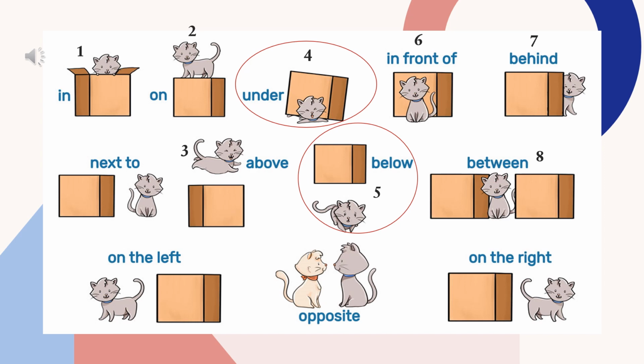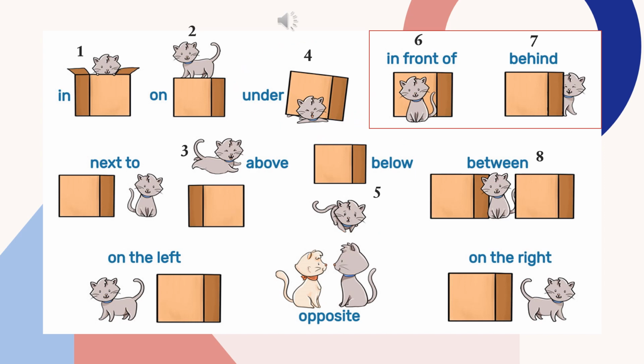Now let's look at the image number 6 and 7. In front of and behind. When something is in front of something, then we use the preposition in front of, and the exact opposite is behind. When something is at the back of something, we use the word behind. For example, in picture number 7, the cat is behind the box.